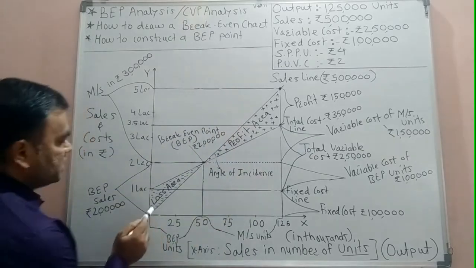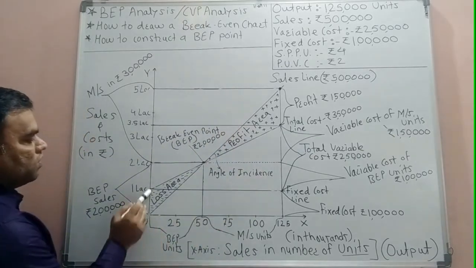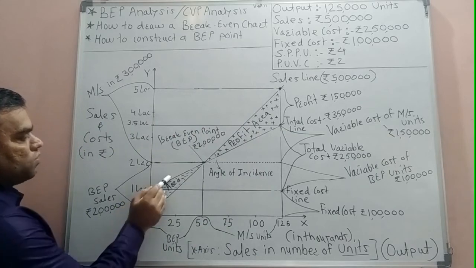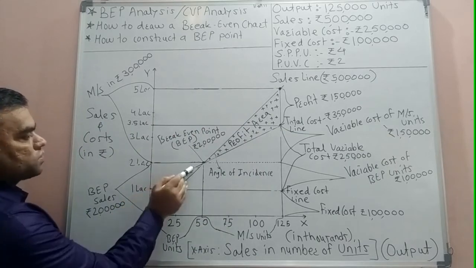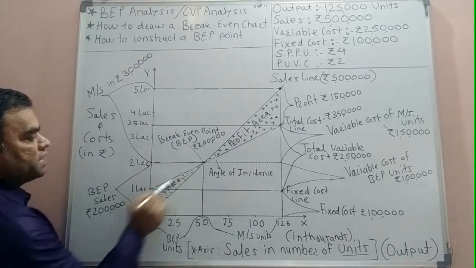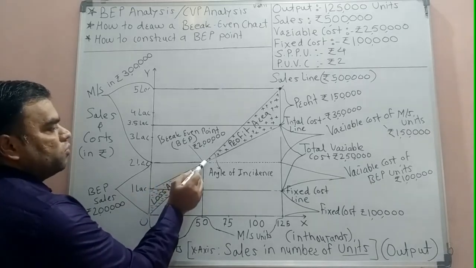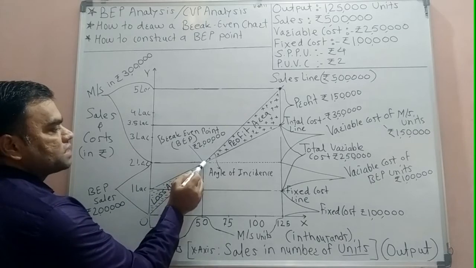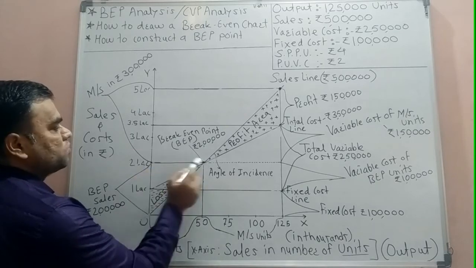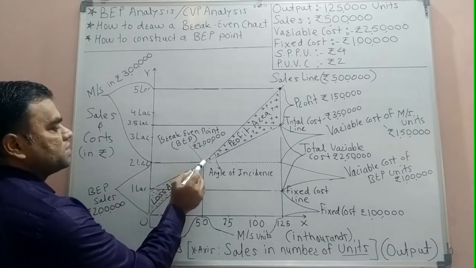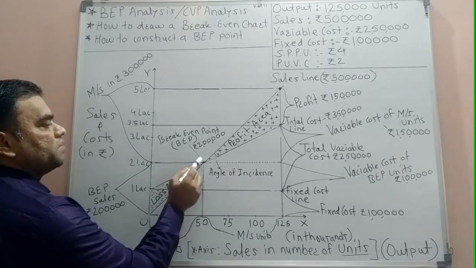You can see below the BEP, on the sales line, cost is more, sales is less, cost is more, sales is less. That's why this area is the loss area. But at this point, both the cost line and sales line meet at one point, that is 2 lakh. So total cost 2 lakh, total sales 2 lakh, no profit, no loss, that is the BEP stage.